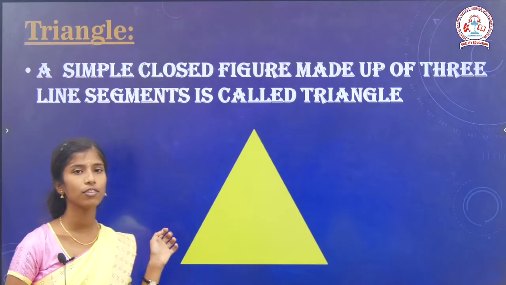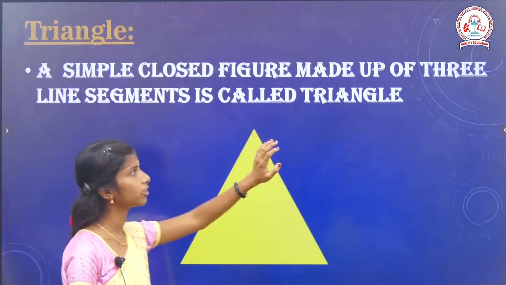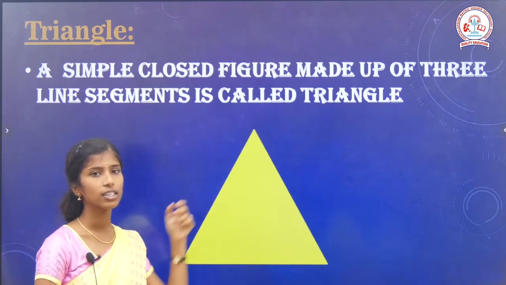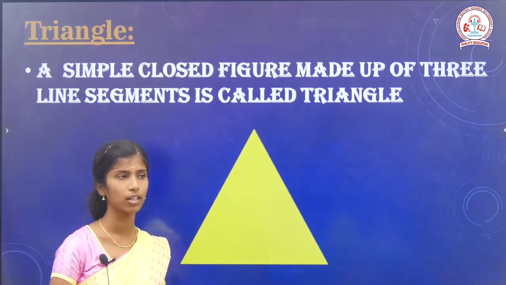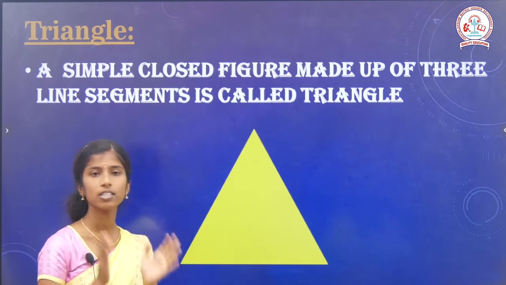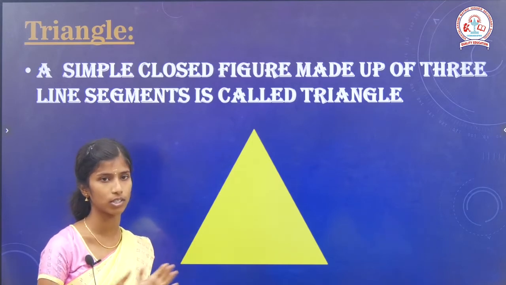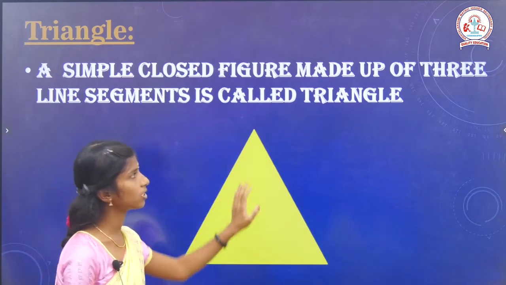See children, first we have to know what is triangle. A simple closed figure made up of three line segments is called triangle. Three line segments. First of all, we have to know what is line segment. Line segment means it's nothing but a part of a line, but it has two end points. So the three line segments make this triangle.